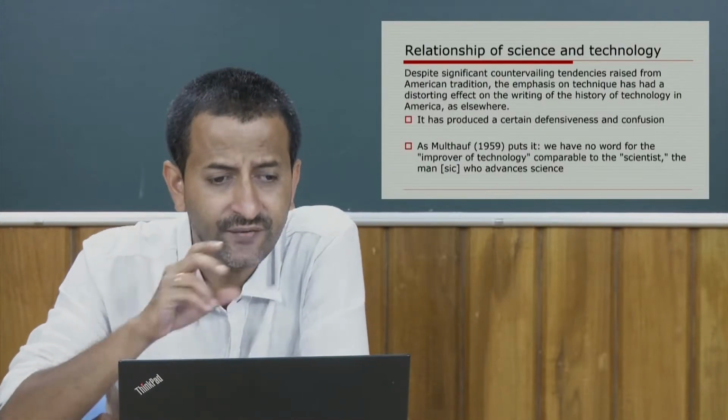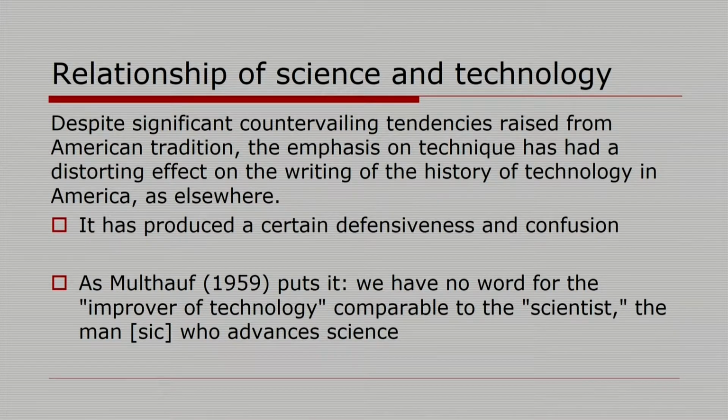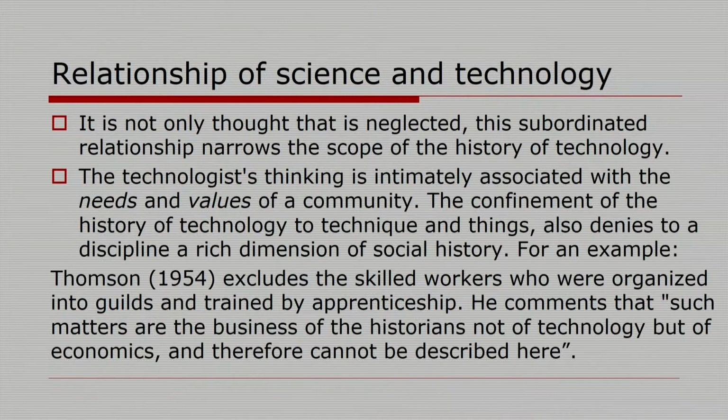Despite significant countervailing tendencies arising from the American tradition, the emphasis on technique has had a distorting effect on the writing of the history of technology in America as elsewhere. It has produced a certain defensiveness and confusion. As Robert Multhauf has pointed out, we have no word for the improver of technology, okay, comparable to the scientist, the man who advances science, and this theory has the effect of projecting into the history of technology the pecking order of science, reducing the history of technology to baser questions of things and processes.